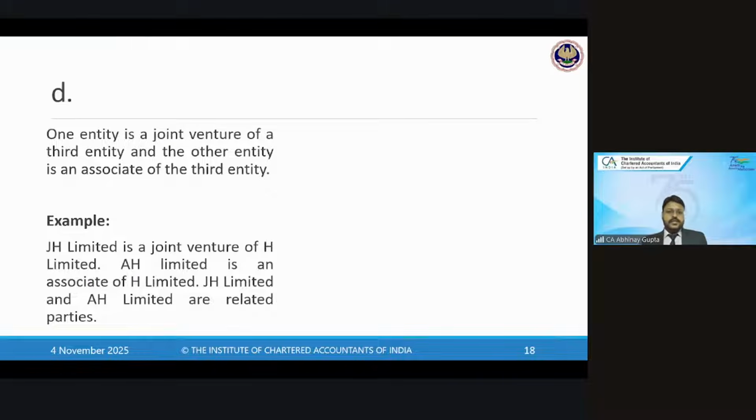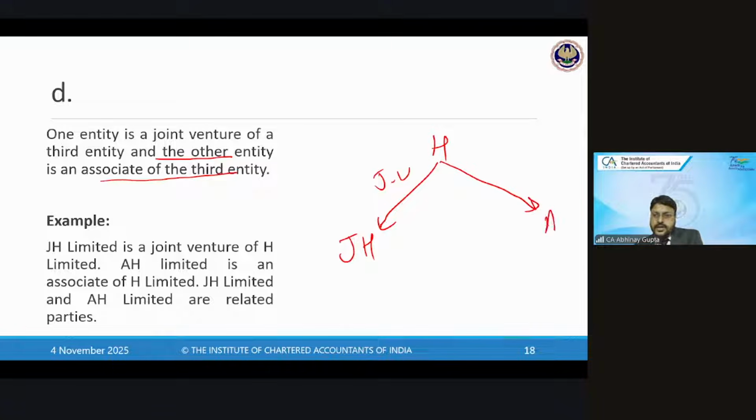One entity is a joint venture of a third entity, and the other entity is an associate of the third entity. So what does it mean? Suppose there is an H Limited. H Limited has a JV, JH Limited. And H Limited has an associate, AH Limited. Then JH and AH are related parties to each other, yes or no? Yes, sir. As per this clause D, it is yes.